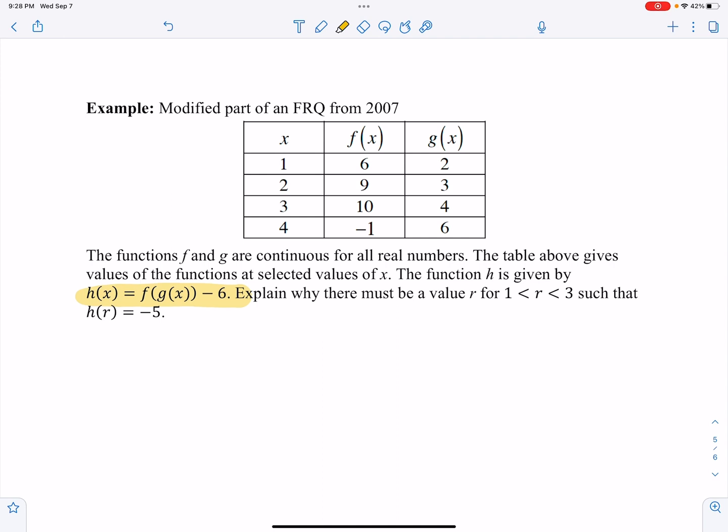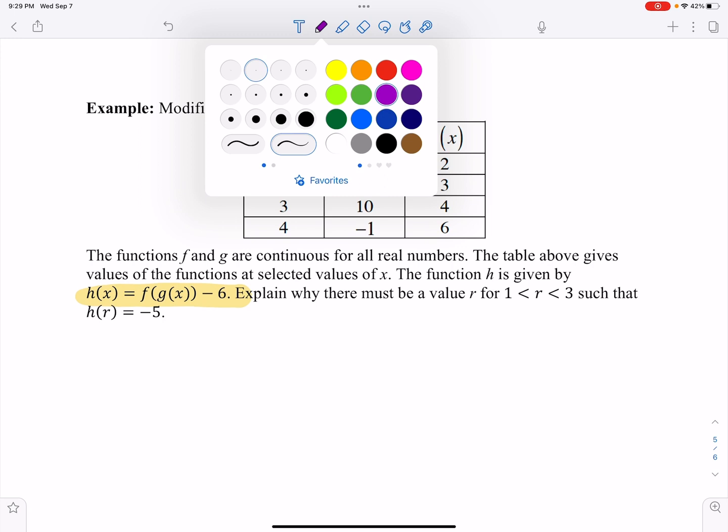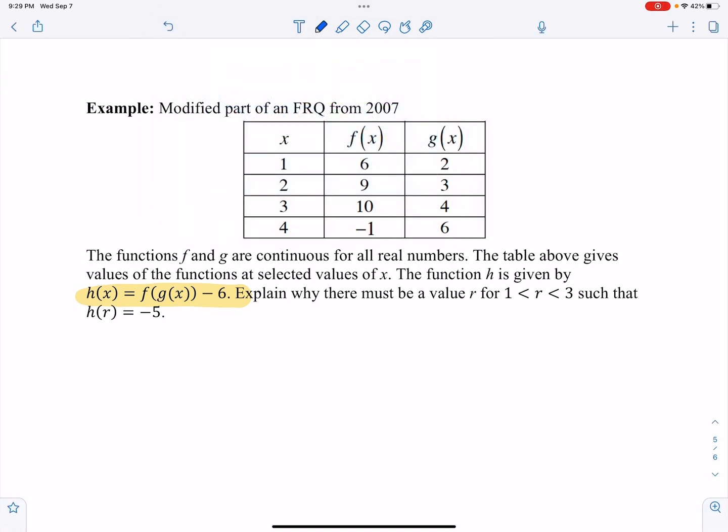So we're given a continuous function, right? Since h is made up of f composed with g, and f and g are both continuous for all real numbers, that means f composed with g would also have to be continuous over all real numbers, and then -6. That still makes it continuous. So we need to explain why there must be a value r for r between 1 and 3, such that h of r is equal to -5. So we need to basically figure out what our first go-to is, to figure out what the function value would be at the endpoints of the interval. So at 1 and at 3.